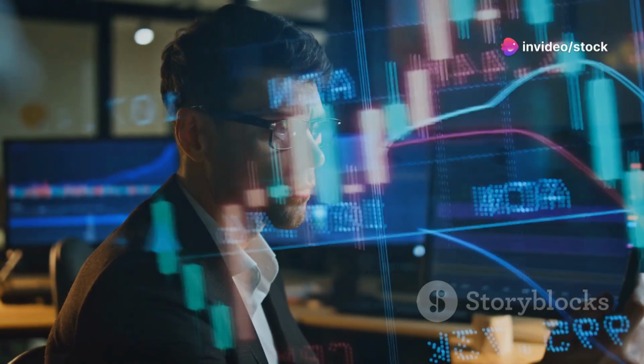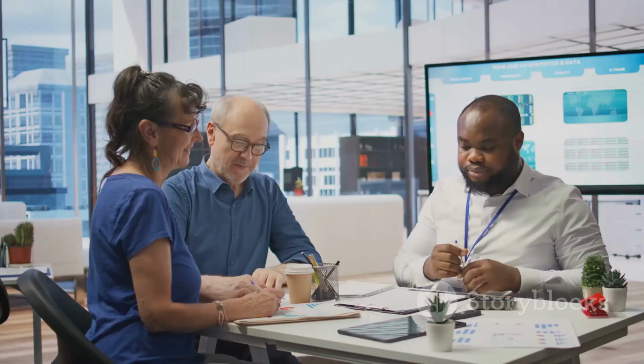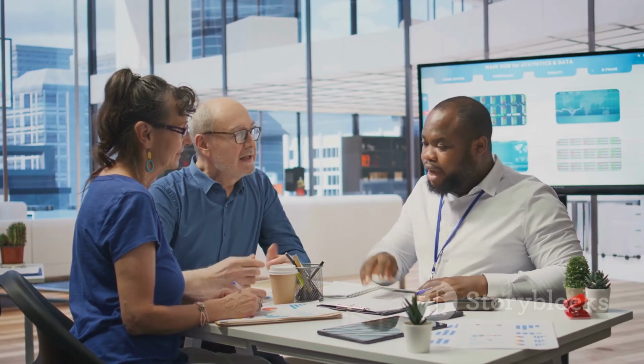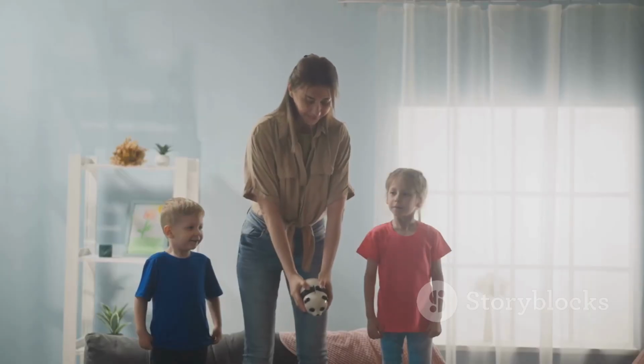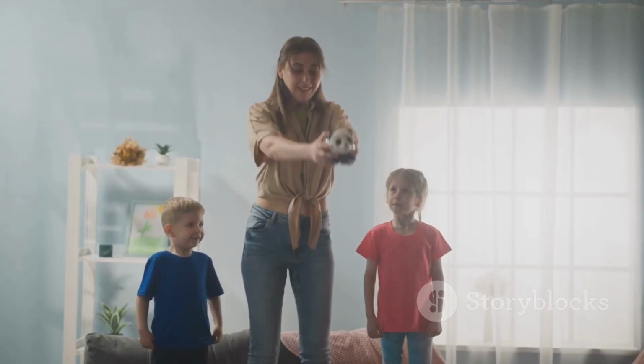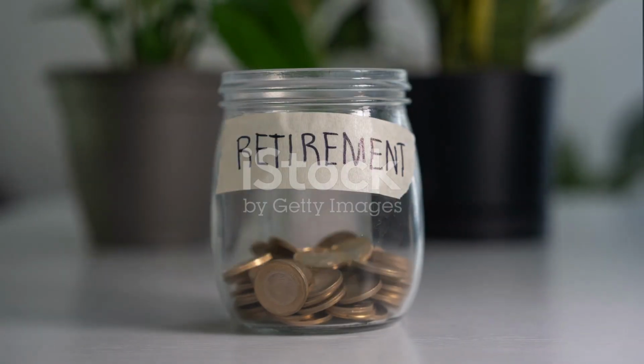Remember, building a well-diversified portfolio is an ongoing journey, not a one-time event. By understanding your financial goals, risk tolerance, and the principles of diversification, you'll be well on your way to building a solid financial foundation for a brighter future. So start investing in yourself and your financial future today.